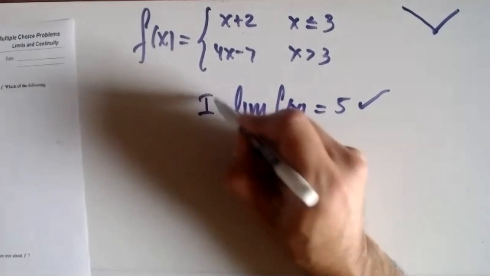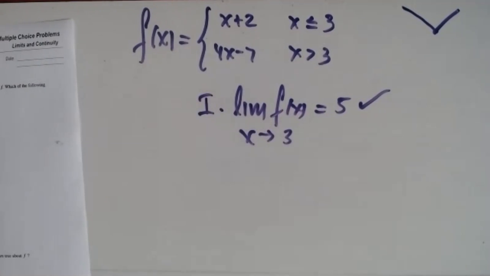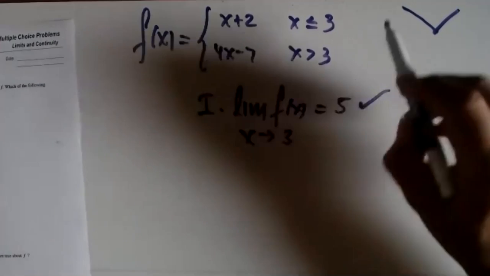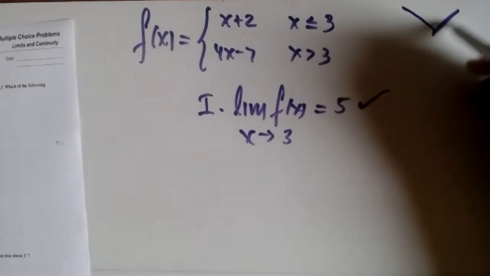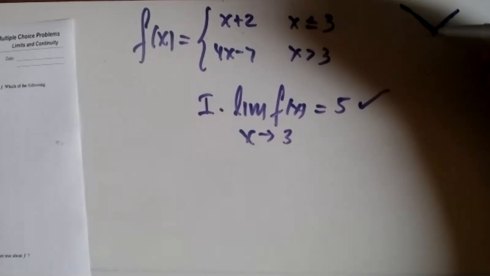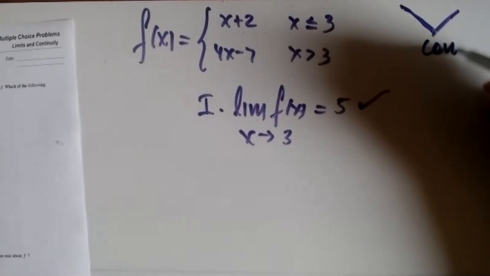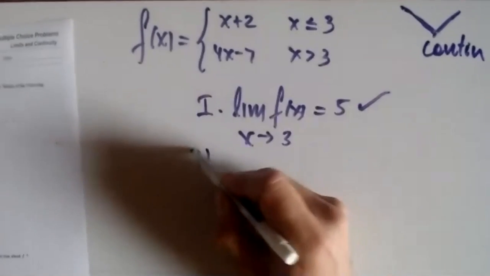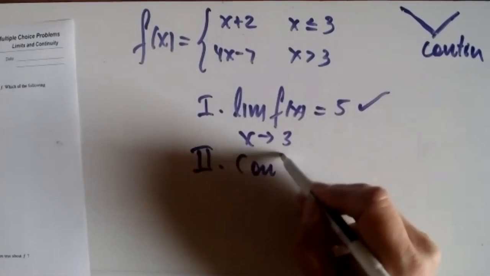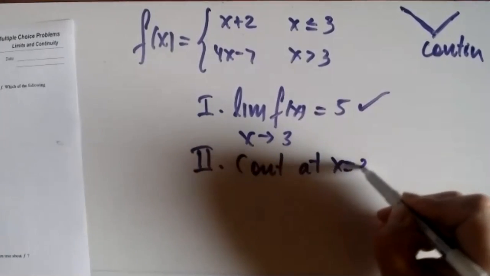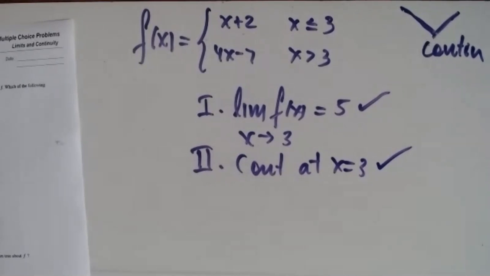So number one is true. From the left, from the right, you go to the same value. So that's a 5. F is continuous at x equals 3. If the two lines go to the same point, this is continuous, right? So number 2 is also true. What about the last one?